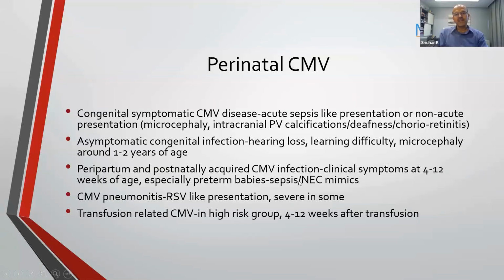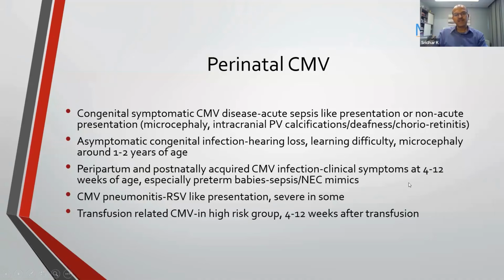So postnatally acquired CMV infection can have clinical symptoms at 4 to 12 weeks. This is the group I mentioned, an extreme premature baby presenting with pancytopenia or thrombocytopenia, skin rash, liver function abnormalities, and sepsis-like presentation. And it's also one of the NEC mimics. So the baby has NEC-like presentation as well. So if you can't find out a clear reason, it's not responding to antibiotics, it could be CMV, and testing the urine PCR is very important for that.